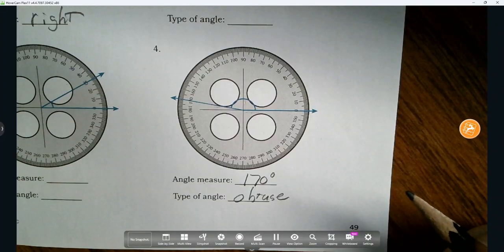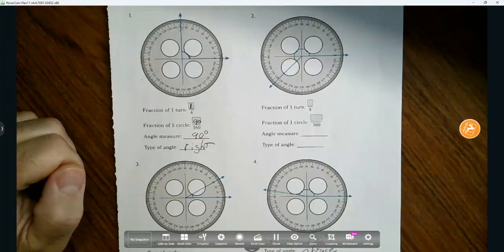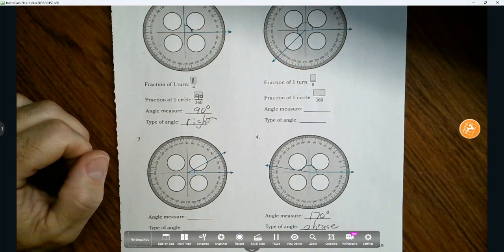Okay. The other two, let me adjust my camera. Apologies. I want you to figure out this one and this one. You guys can do that one on your own. I know you got this.